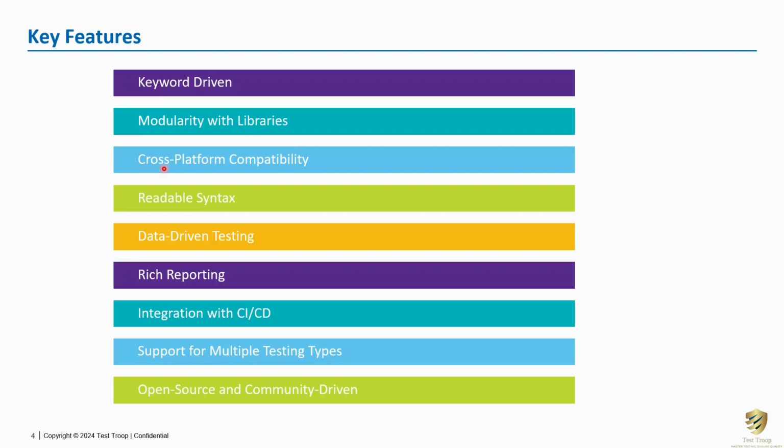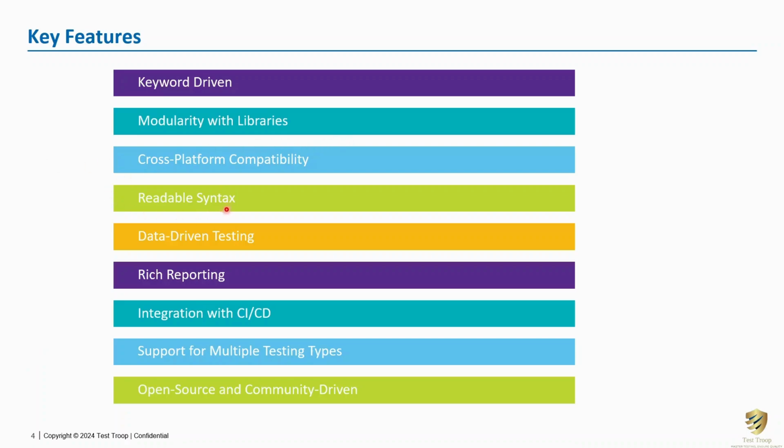Feature number three, cross-platform compatibility. Robot Framework can work with multiple operating systems. It can work on Windows, it can work on Mac OS, or it can work with Linux, making it versatile and suitable for different environments.